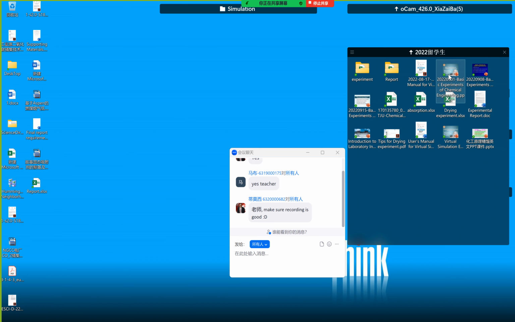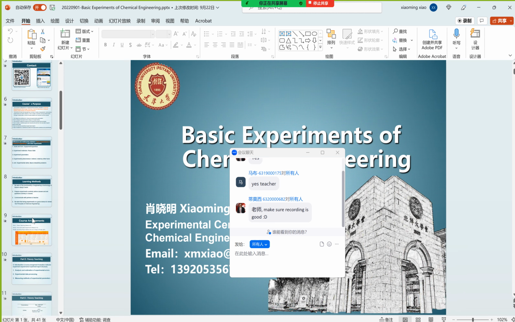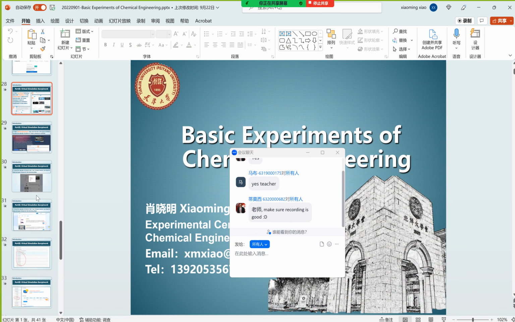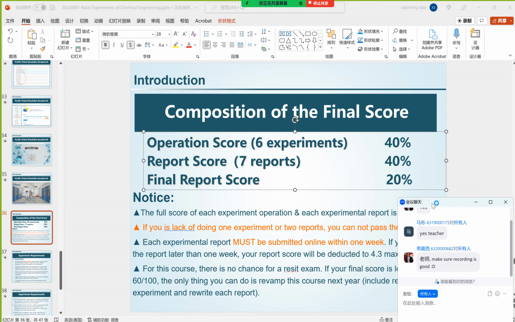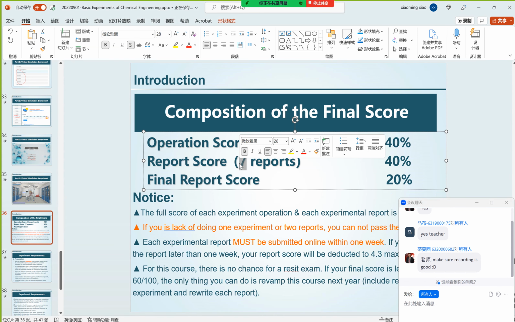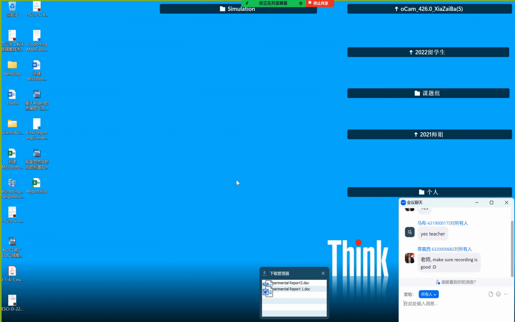And the score for the final report. In the very first lesson, I already told you about the score. The operation score is for 7 experiments, and you already did 6 experiments. The six experiments take about 40 percent of the final score, and the final report score is at 20%. So if you want to have a high score for this course, you should write the final report very well. I think that's all for today's course.